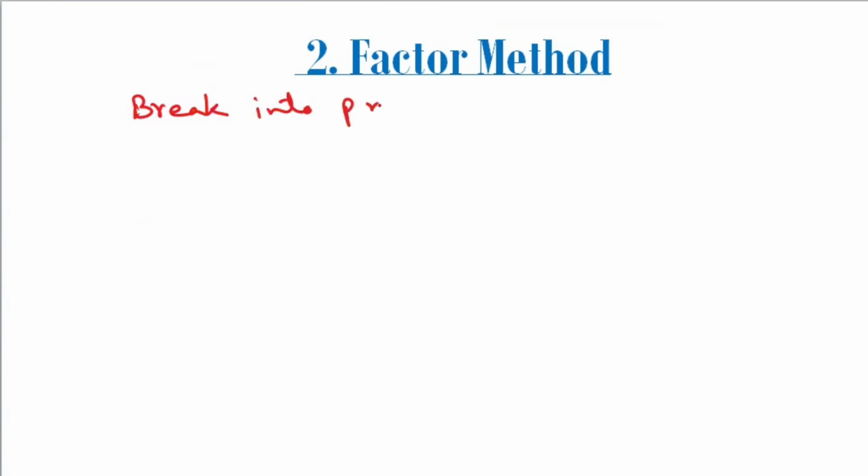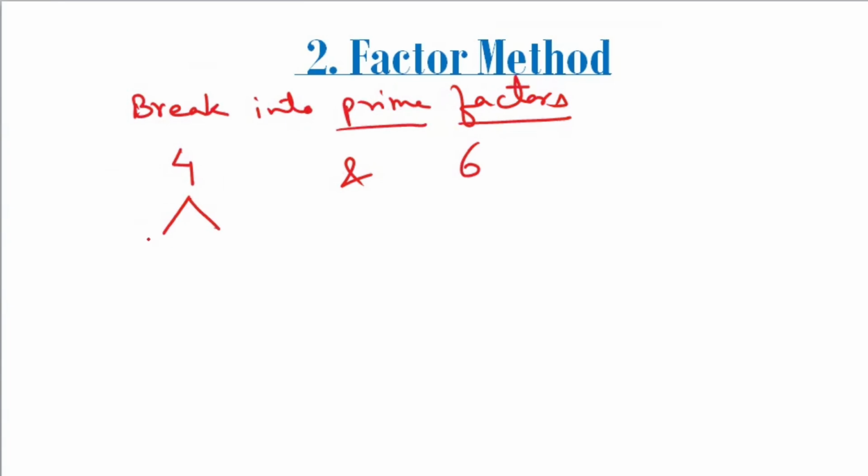Break into prime factors. I hope you know what prime factors are. What are prime factors? A prime number has only two factors, 1 and the number itself. So what were the numbers? 4 and 6. So we have to break down 4 into prime factors. 2 times 2 is 4. We have to break it down like this. I already taught you all this in the prime factorization chapter. If you missed it, go check out how to find the prime factorization.